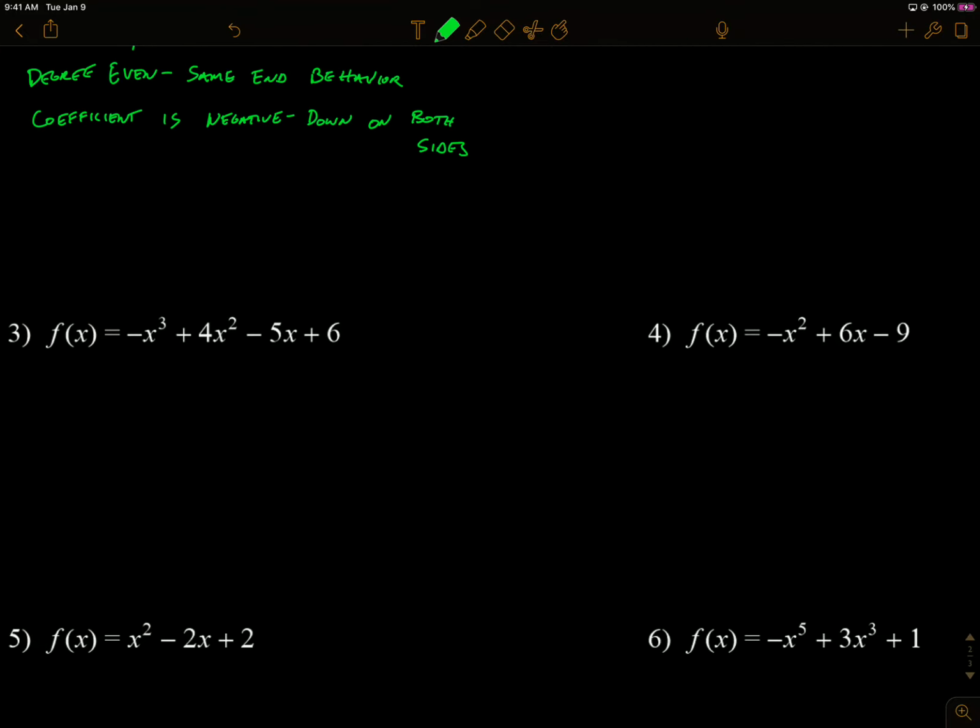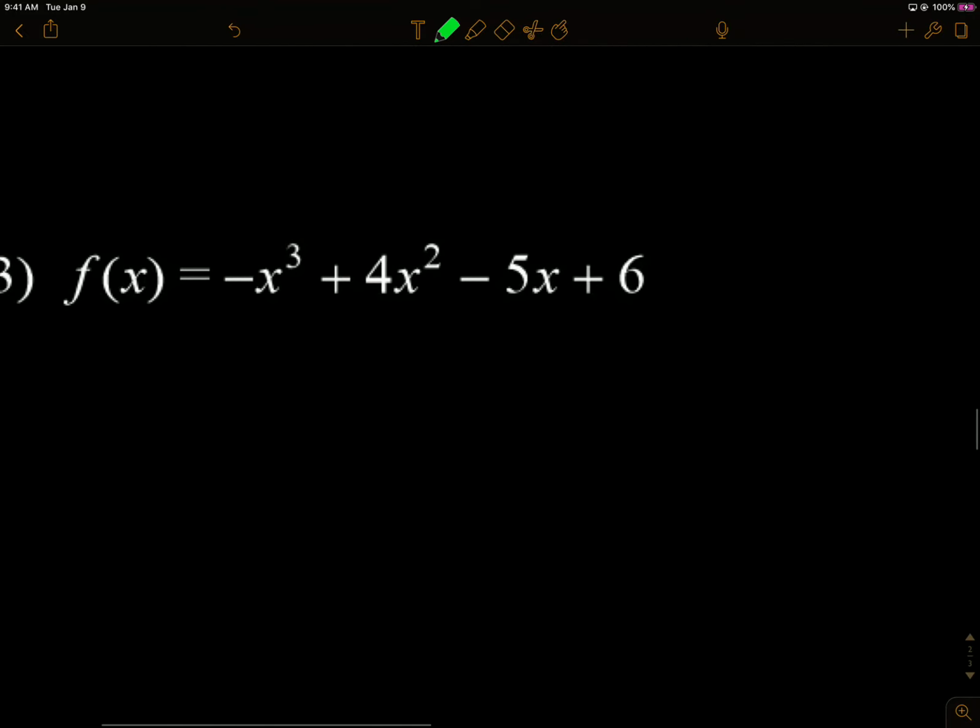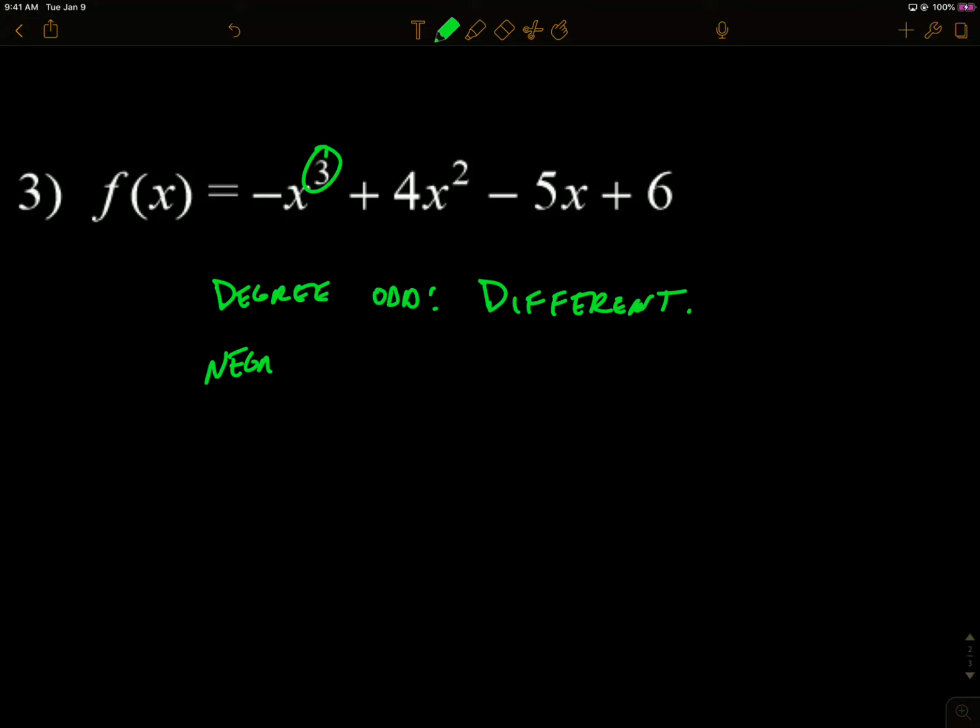Let's look at an odd one. Here's an odd one. The degree is odd, so that means the end behavior will be different on both sides. And then the negative in front means that, like I think of a line with a negative slope, it'll be up on the left and down on the right.